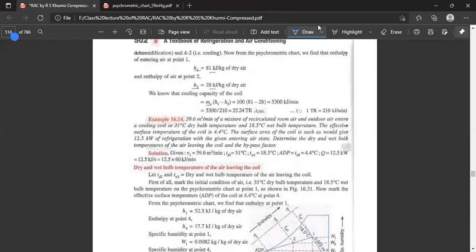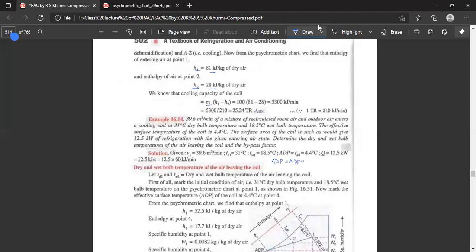Now, the effective surface temperature of the coil is 4.4. The surface area of the coil is such as to give 12.5 kilowatt of refrigeration with the given entering air state. We need to determine the dry and wet bulb temperature of the air leaving the coil and the bypass factor. V1 is 39.6. So V1, the temperature of incoming air dry bulb, and the temperature of the outgoing air dry bulb T2 are given, and the dew point temperature is TD4, the apparatus dew point temperature ADP.